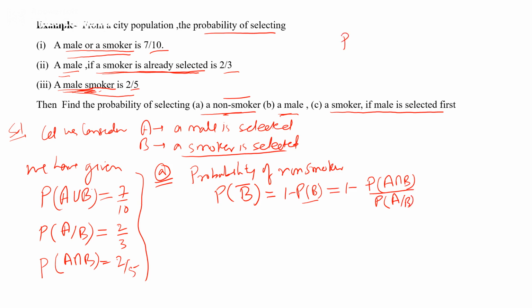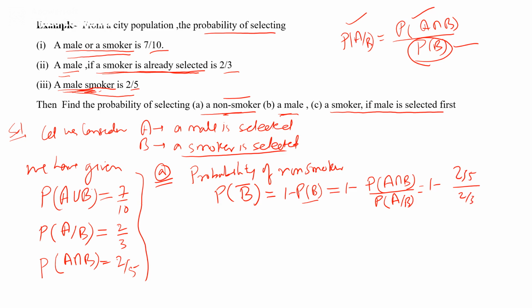If you remember the formula of probability A given B, how do we write it? We write probability of A intersection B upon probability of B. So if we know these two, we can easily find the third one. Here we get 1 minus 2 by 5 upon... sorry, that's not 2 by 5, that is A intersection B is 2 by 5, right? So 2 by 5 and A given B is 2 by 3. On simplifying, we get 2 by 5.